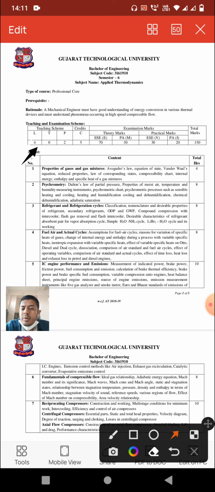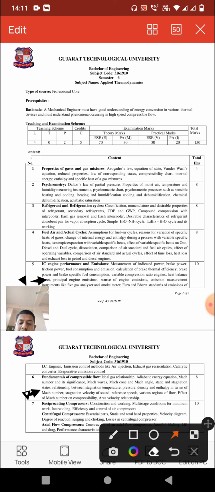Fifth is IC engine performance and its emissions. So measurement of indicated power, brake power, friction power, all the measurements related to IC engine performance we will study in this particular IC engine chapter. And the sixth chapter is the fundamentals of compressible flow. Here we will study the phenomena of compressible flows particularly in this chapter.